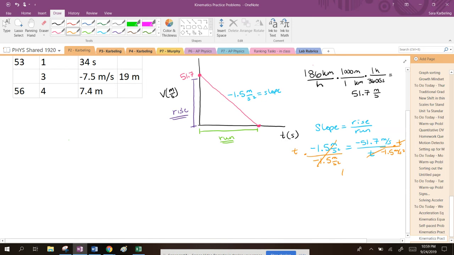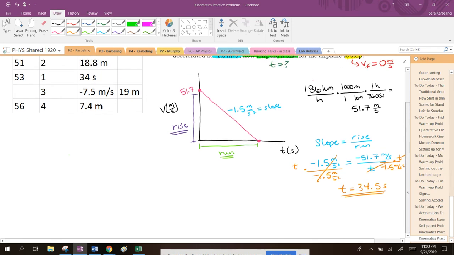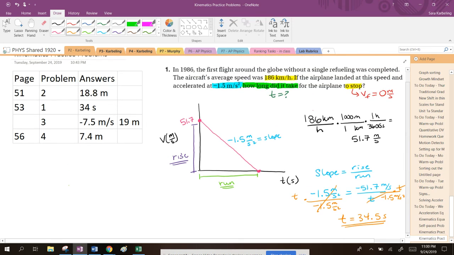And we'll find out that the time it takes for that aircraft to come to a stop is, I got 34.5 seconds or so. I think maybe I rounded up there, which is what the answer says it is. Okay, so that's a graphical approach. Again, didn't have to write out givens. That's all good. But if that equation-based approach makes more sense to you, let's go ahead and do that.